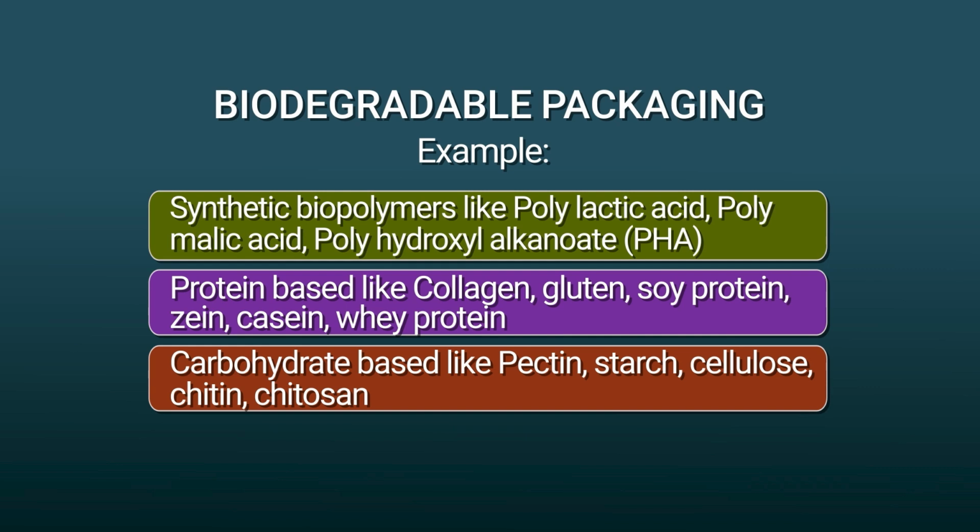You can also use the carbohydrate sources like the pectin, starch, cellulose, chitin, chitosan, etc. So all these will lead to the biodegradable packaging, and these are eco-friendly. These can be used for various types of food products. So I discussed till now about the different packaging techniques. Now I will tell you about the packaging machines.